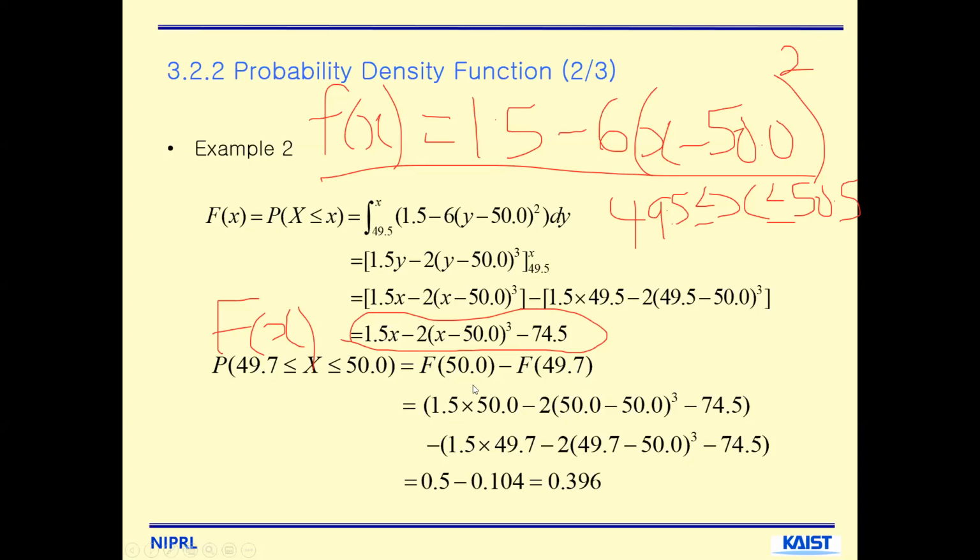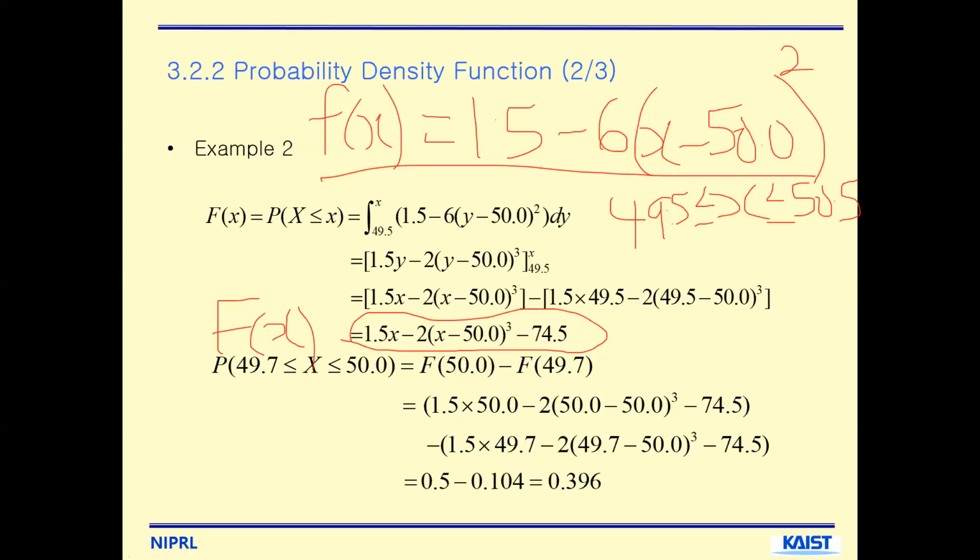Then I'm going to plug in 50, because this is my F of x. To get F of 50, I plug in 50 anywhere I find x. Can you see that now? Then I'm going to plug in 49.7 anywhere I find x. That's what I do right here. Then I simplify and subtract, and I get 0.396.